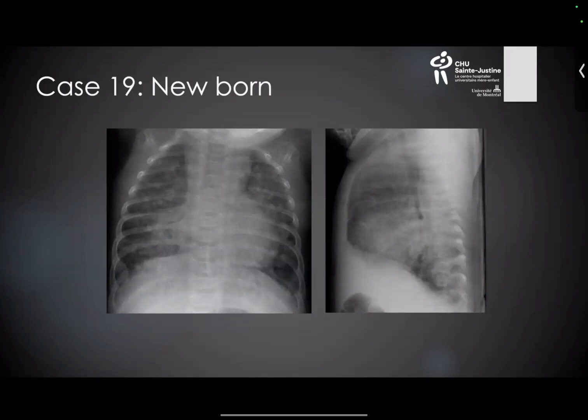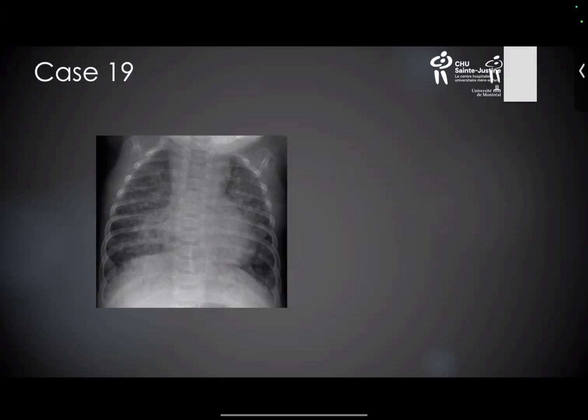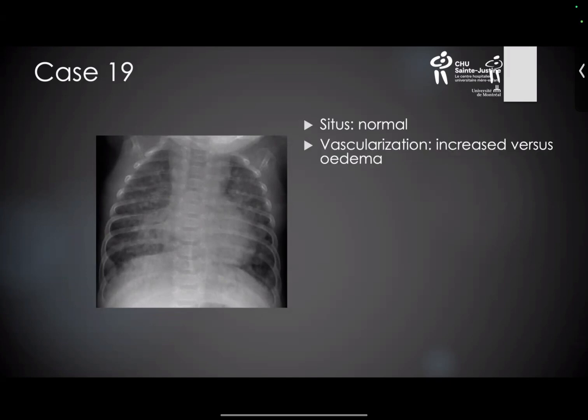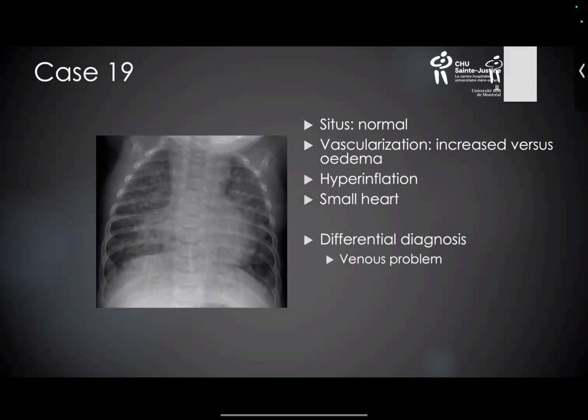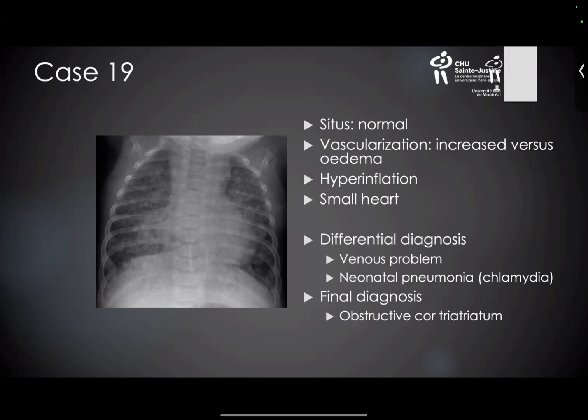It's a newborn with respiratory distress. So what can we see? You see that everything's on the left, which is a good thing. The heart is not that big, but you see those opacities, and it's hard to tell, is it pulmonary or is it big arteries? So the situs is normal, the vascularization is increased, there's hyperinflation and a small heart. The differential diagnosis would be a venous problem, so is there anything blocking the veins? It can be a neonatal pneumonia like chlamydia, but in that particular case it was an obstructive cor triatriatum, but you cannot tell that on the X-ray.